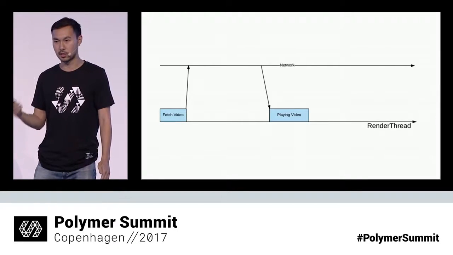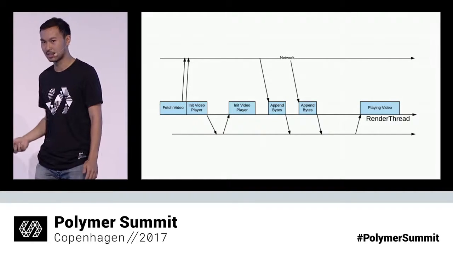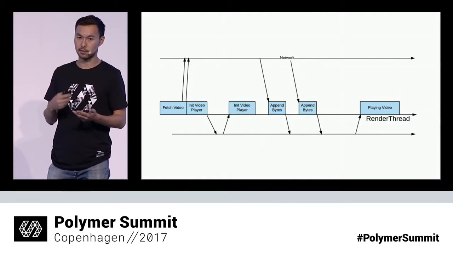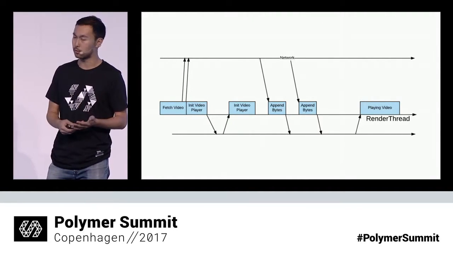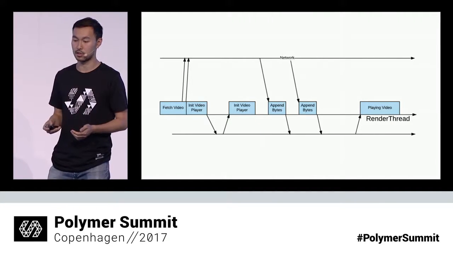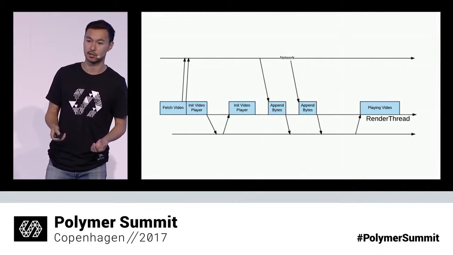That means you have to use the Media Source Extensions, which means the render thread looks a little bit more like this. This is still a simplified view, but you have to fetch the audio bytes, the video bytes. You have to initialize the video API. You have to append those bytes, and then at some point, video starts playing. So you can see that the render thread is actually fairly busy handling asynchronous events.